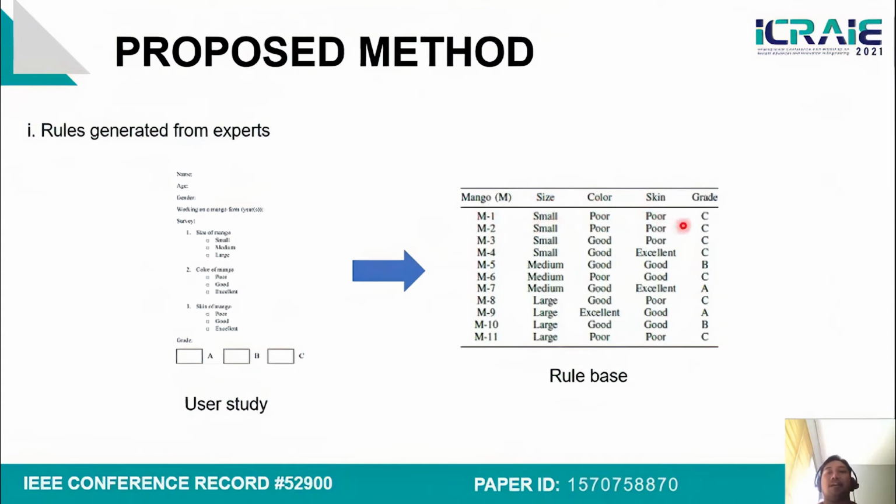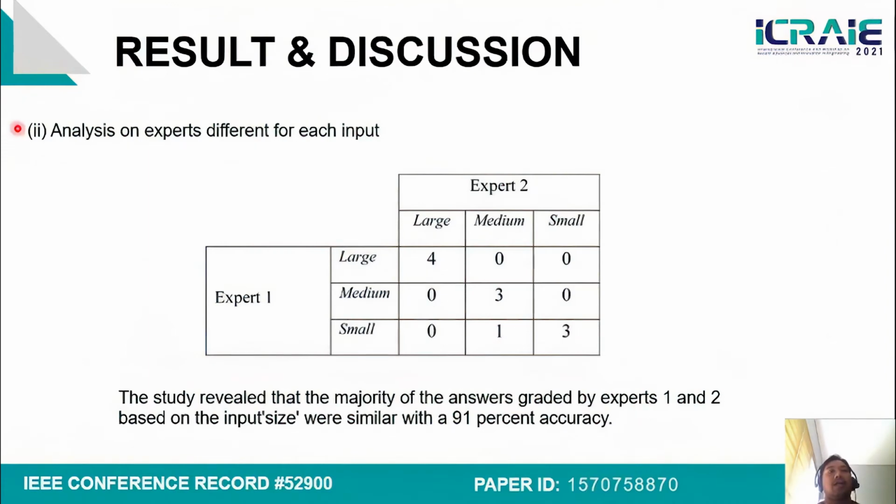And then for all that answer, the final grade the expert will give is C. The rest is the same until the 11th mango. The second step is that from all the answers, we would like to see the analysis of the expert differences for each input: size, color, and skin.